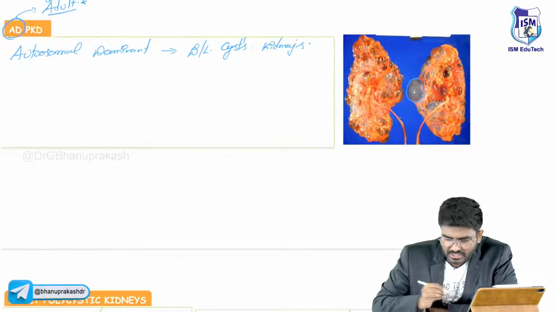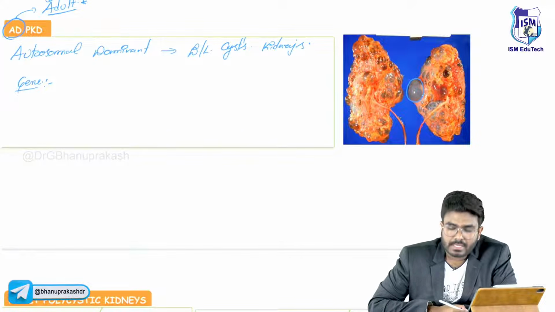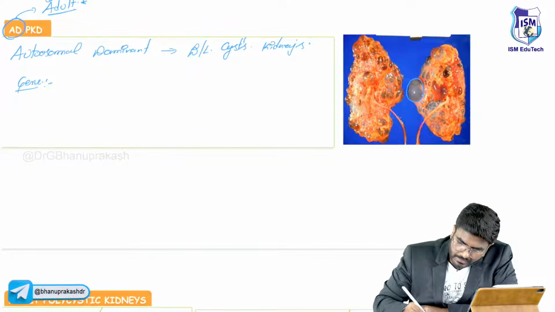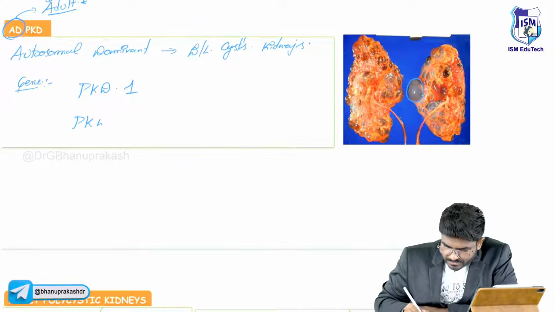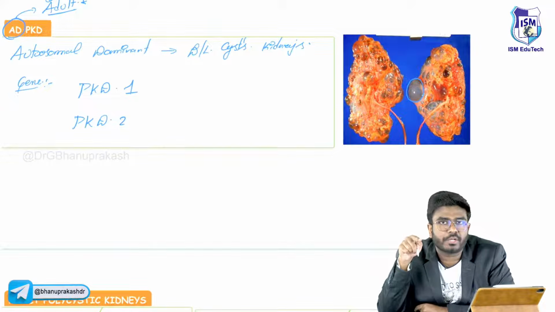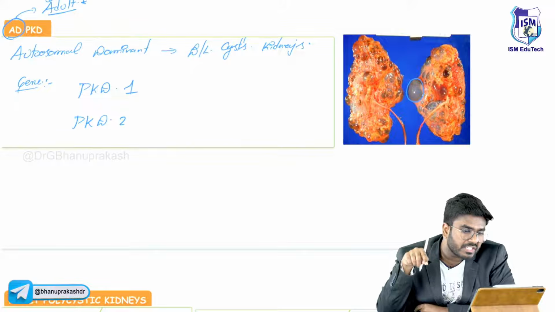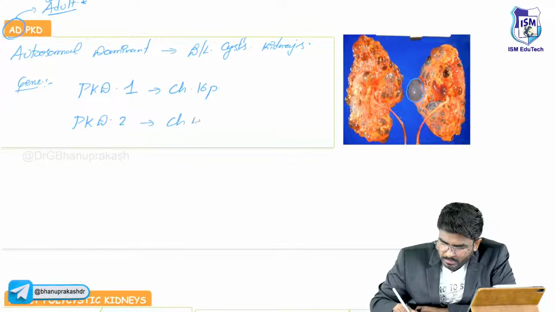Next, what are the gene mutations involved? What is the problem here? Sir, PKD1, polycystic kidney disease gene 1, and PKD gene 2 mutations. There it is PKHD1 gene mutation, where the protein that is defective is fibrocystin. Here the PKD1 gene and PKD2 gene. PKD1 gene is present on chromosome number 16p. PKD2 is present on chromosome number 4.